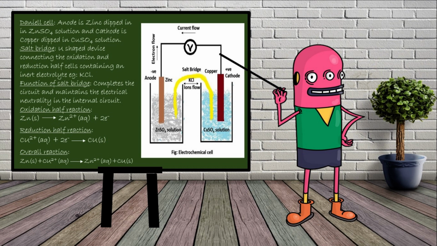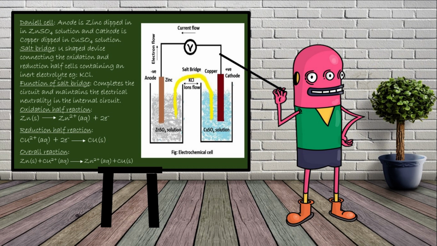Current is flowing in the opposite direction to that of the electrons. Here, you can see the salt bridge. It's basically a U-shaped device connecting the oxidation and reduction half cells containing an inert electrolyte like potassium chloride. Function of salt bridge is to complete the circuit and maintain the electrical neutrality in the internal circuit.